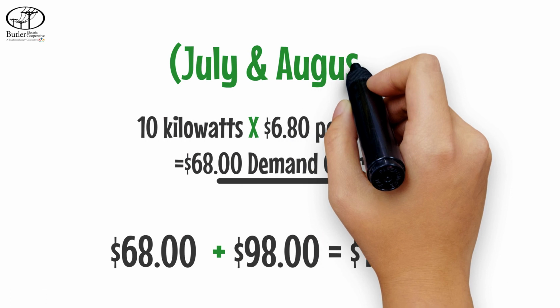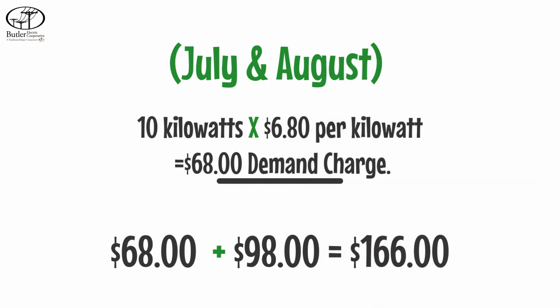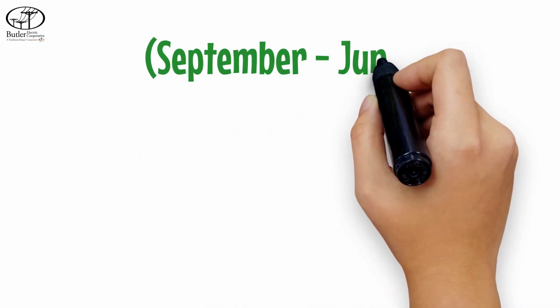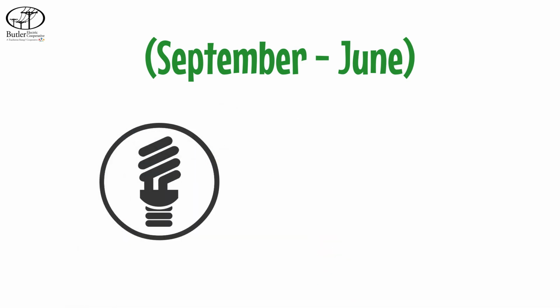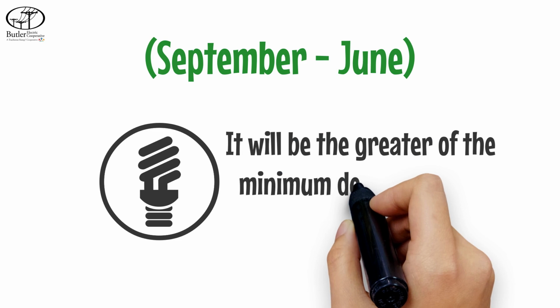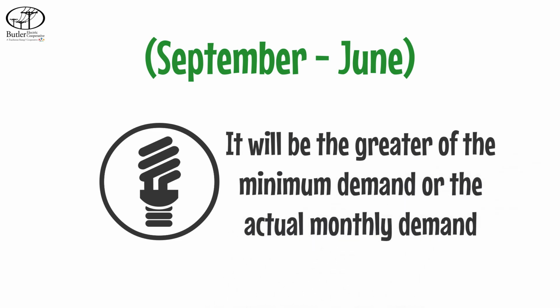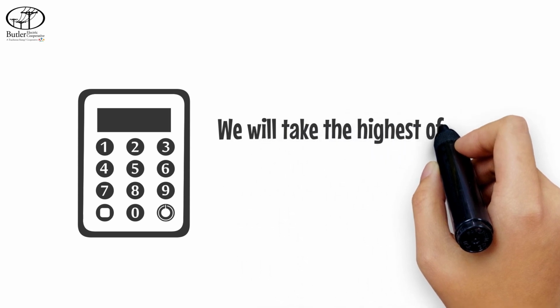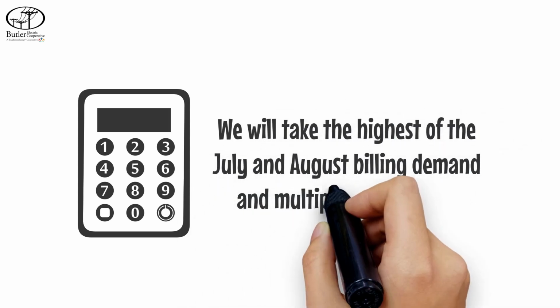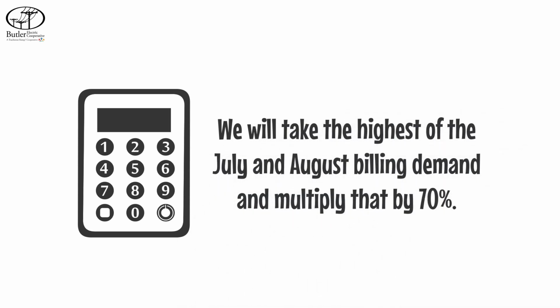That is how your energy consumption is calculated for the months of July and August. For the months of September through June, your billing demand is calculated slightly differently. It will be the greater of the minimum demand or the actual monthly demand. How do we calculate your minimum demand? We will take the highest of the July and August billing demand and multiply that by 70%.